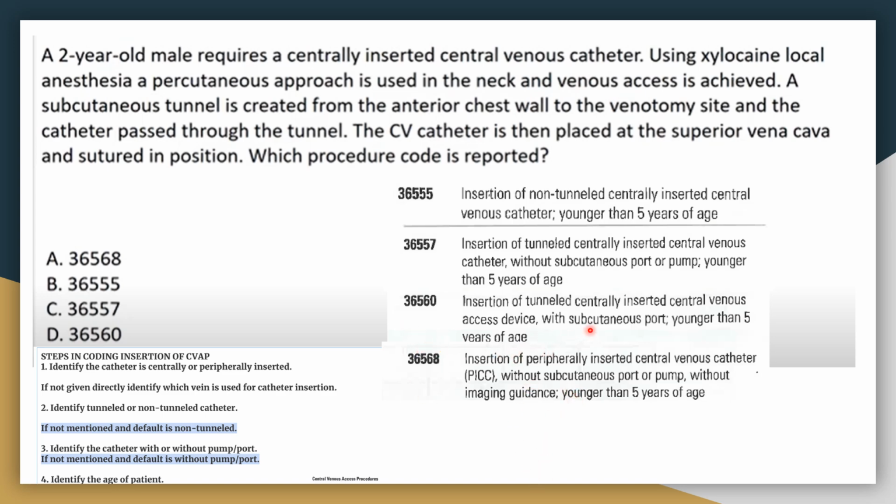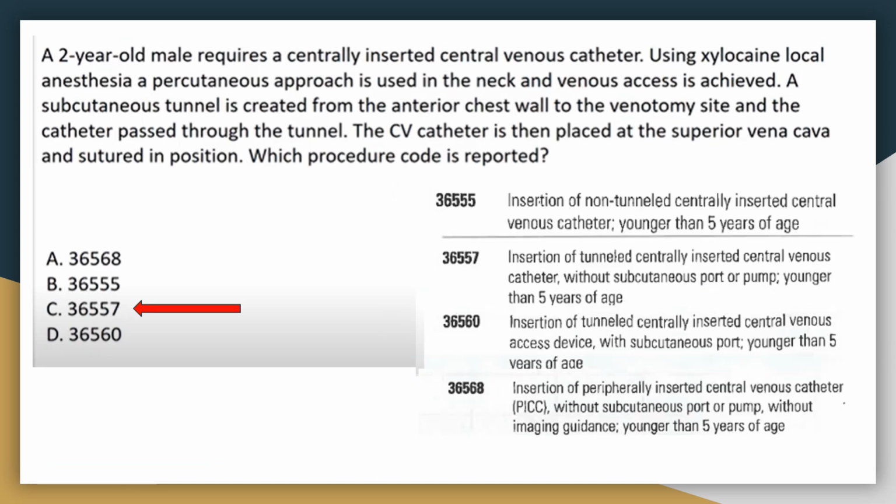36560 is the insertion of the tunnel centrally inserted central venous access device with subcutaneous pump and port. In our case, there is no subcutaneous pump and port. And then we have 36568. It is a peripherally inserted catheter. So option A goes away and option B also goes away, because it is talking about non-tunnel, ours is tunnel. So let's find out our correct answer. Our correct answer is 36557, because it talks about central venous access catheter, it is tunnel, and the age of the patient is also appropriate.